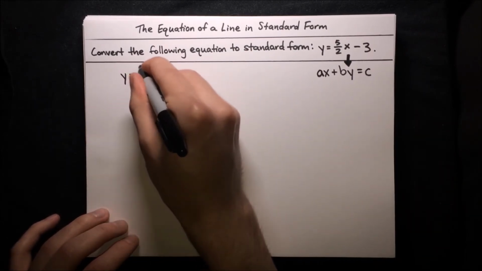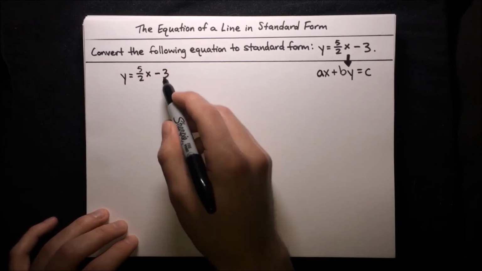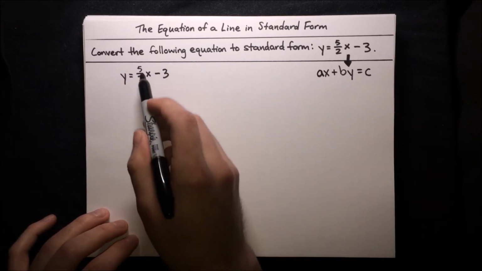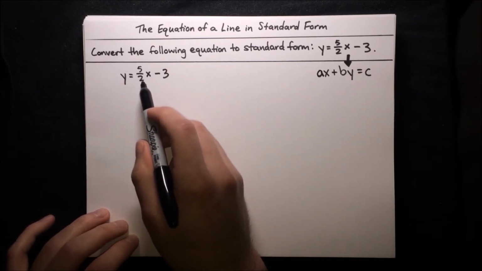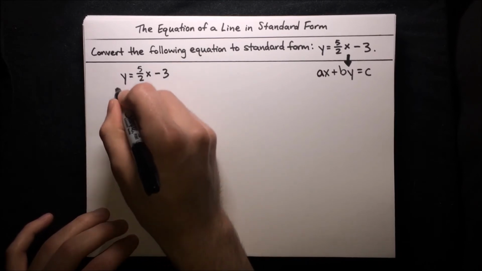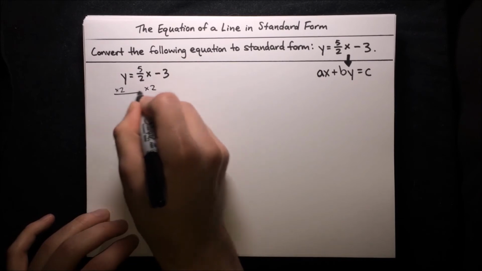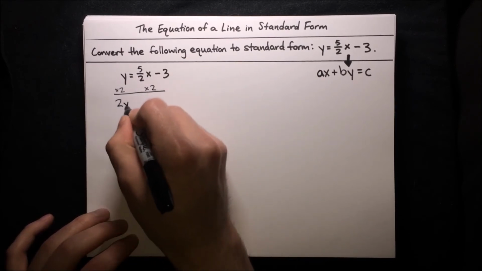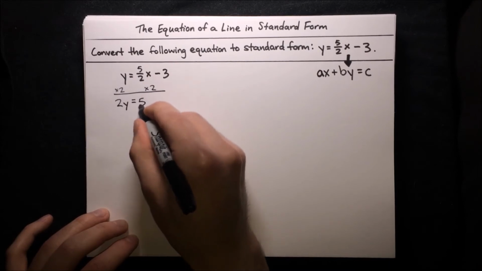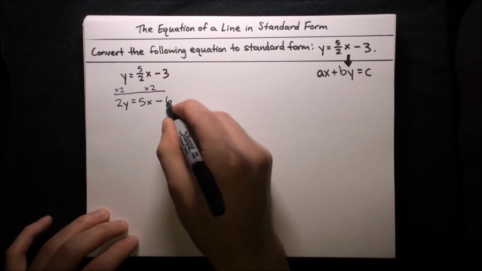y equals 5 over 2 x minus 3. First step, we need a, b, and c to be integers. So why don't we get rid of this fraction, 5 over 2? We can do that by just multiplying by the denominator on both sides of the equation. So times 2 on both sides, and the result of that, we get 2y is equal to 5 halves times 2 just gives us 5, so 5x, and then minus 3 times 2 is 6.